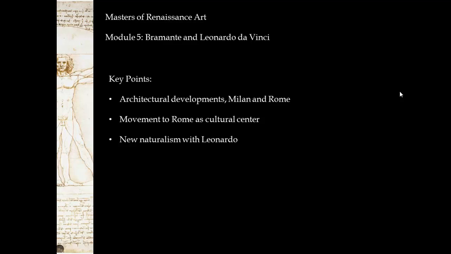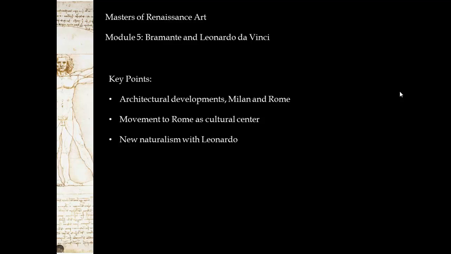Some of the major points we'll be talking about include some of the architectural developments of Bramante, both in Milan, where he starts out his career, and in Rome. We'll also talk about the movement to Rome as a cultural center. So for the most part, we've been talking about Florence, although we have mentioned some other cities. But this is the point where we start to see Rome really rise in prominence. And that's because the power of the papacy is growing pretty considerably.